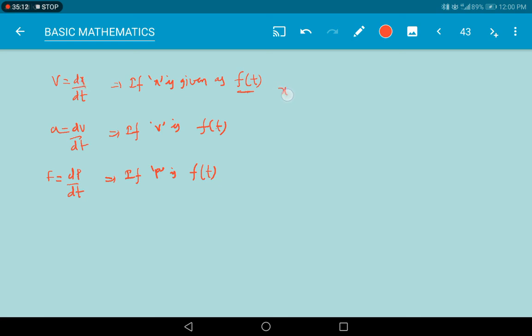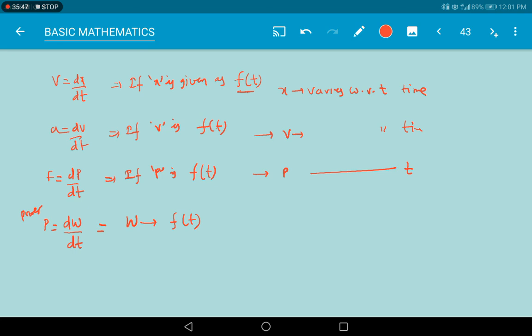So x varies with respect to time. Here v varies with respect to time and p varies with respect to time. And some more, power P is equal to the rate of doing work, dw by dt. So that means work done varies as a function of time.